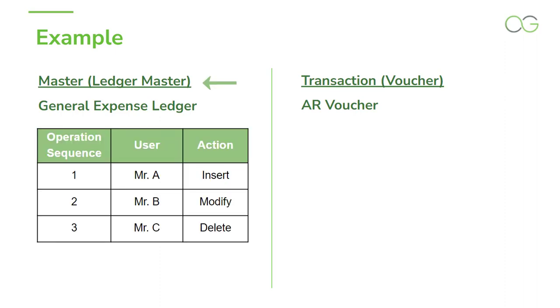Suppose Mr. A initially created a ledger for recording general expenses with name General Expenses Ledger, which was later modified by Mr. B and ultimately deleted from the system by Mr. C. Now let's jump into the system and see how this trail would be visible in the system.